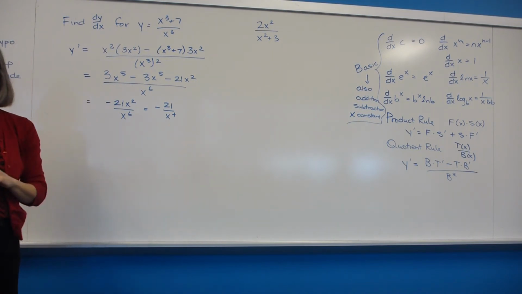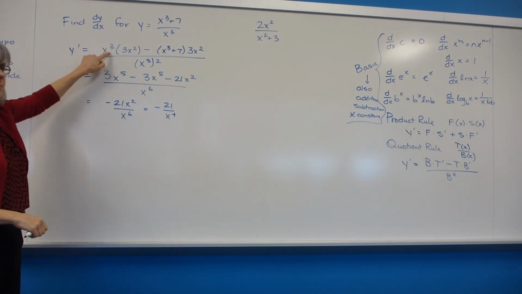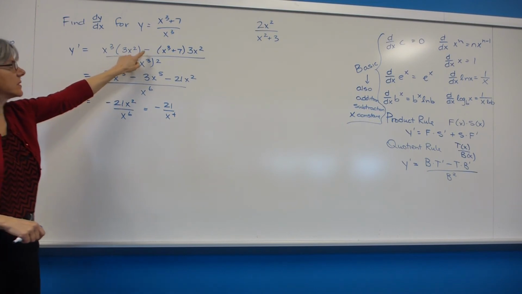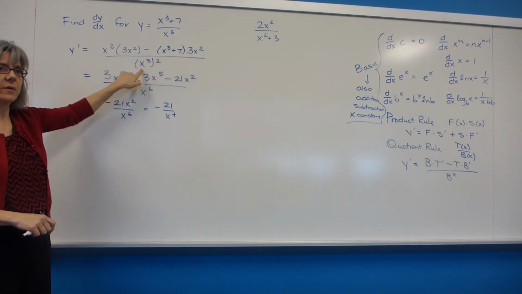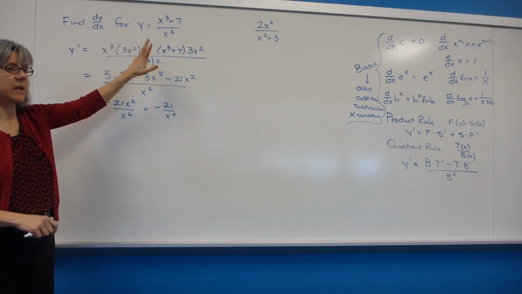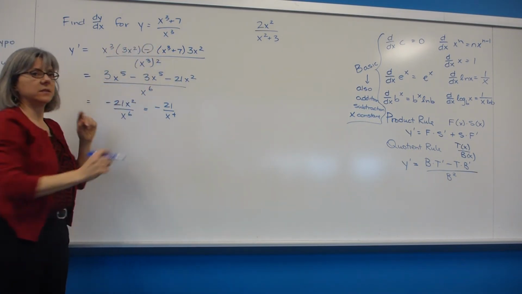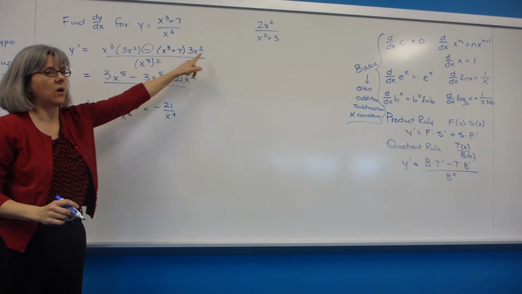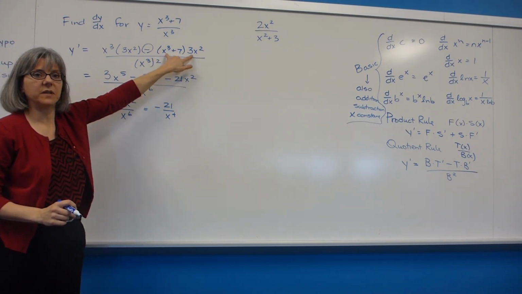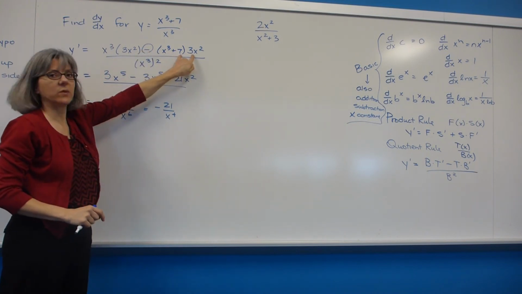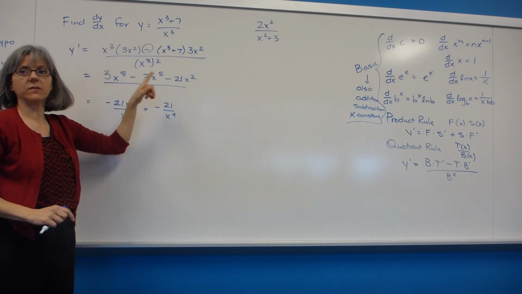All right, so let's go through bottom times derivative of the top minus top times derivative of the bottom all over the bottom squared. Now I just start multiplying out. Be very careful about that. That's a minus sign that applies to all the terms following. So when I multiply this out and I get 3x to the fifth, it's negative. And when I get 21x squared, it's negative.